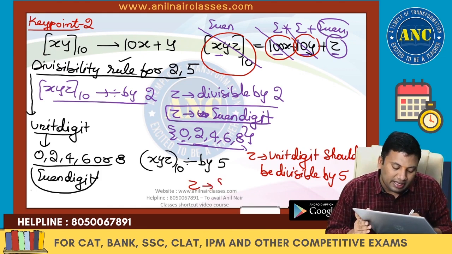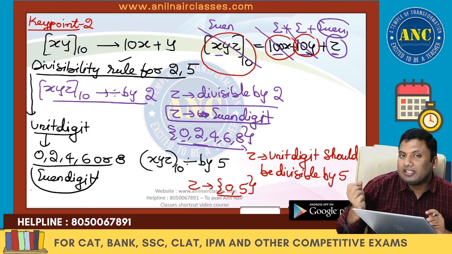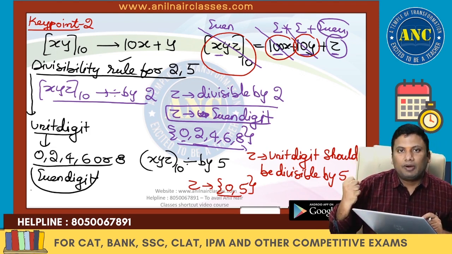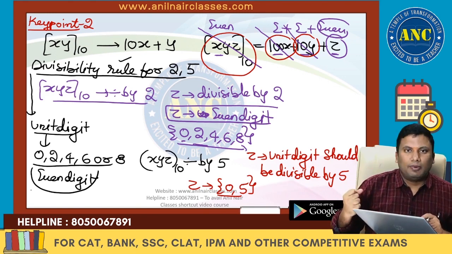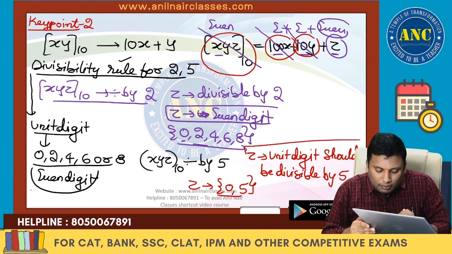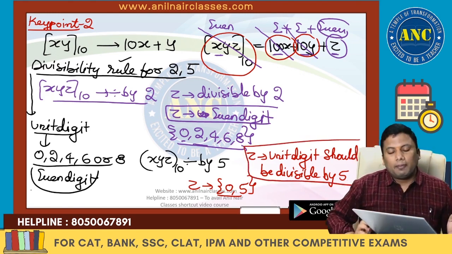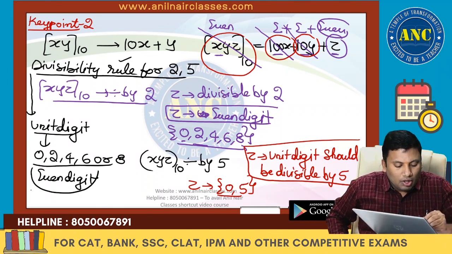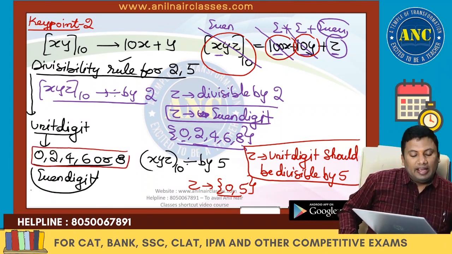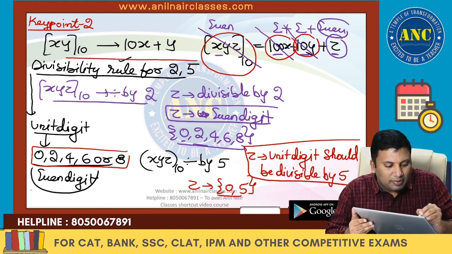That means Z can take how many values? Either 0 or 5. If a number is ending with 0, 20 is divisible by 5, 30 is divisible by 5, 35 is divisible by 5. For a number to be divisible by 5, the unit digit should be divisible by 5. For a number to be divisible by 2, the unit digit should be an even digit, which is 0, 2, 4, 6 or 8. I hope the divisibility rule for 2 and 5 is clear.